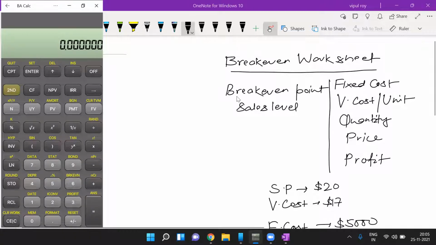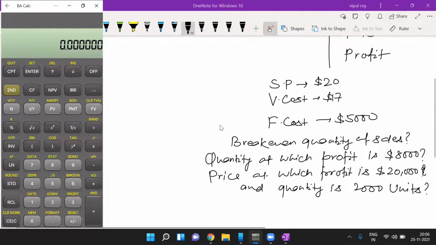Let's see. The most important point here is that you want to find out the break even point, or you want to find at which sales level you're going to have so much profit. And what are the inputs? Your inputs are fixed cost, variable cost per unit, quantity, price, profit. Now let's see one question, and with this question we are going to see how you are going to do it on BA2 plus calculator.